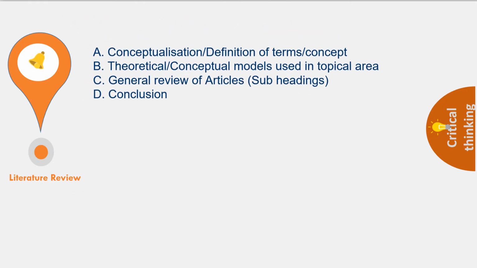Now, when we're thinking about the literature review, it needs to cover various areas. You need to build up your conceptualization, definition of various terms and concepts. You need to think about the theoretical conceptual models used in your topic area. And you need to come up with your general review of articles. But in your general review of articles, this is where your critical evaluation comes in. So important. You may not have done such a critical evaluation on literature before, but now is the time when you would do it. And then conclusions after your literature review.